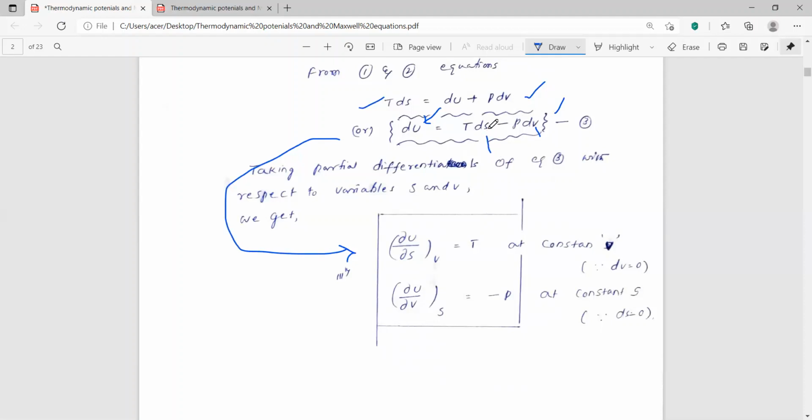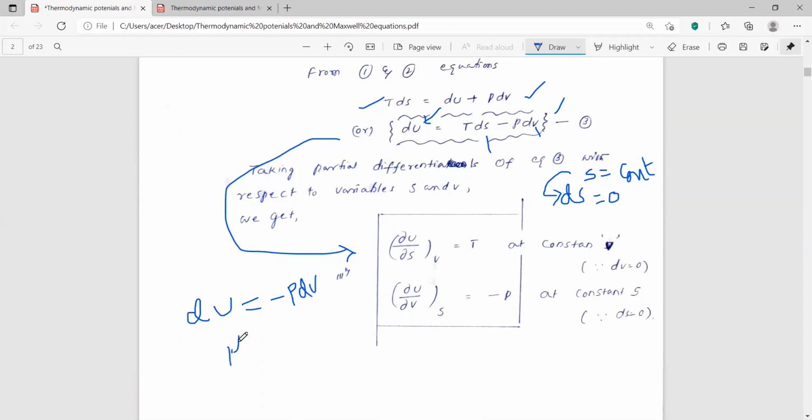Suppose we take the entropy of the system as constant. If S is constant, what is the value of dS? This becomes 0. So if S is constant, then the change in entropy, dS, becomes 0. If you substitute this value in equation number 3, how can this equation be written? dU equal to minus PdV.